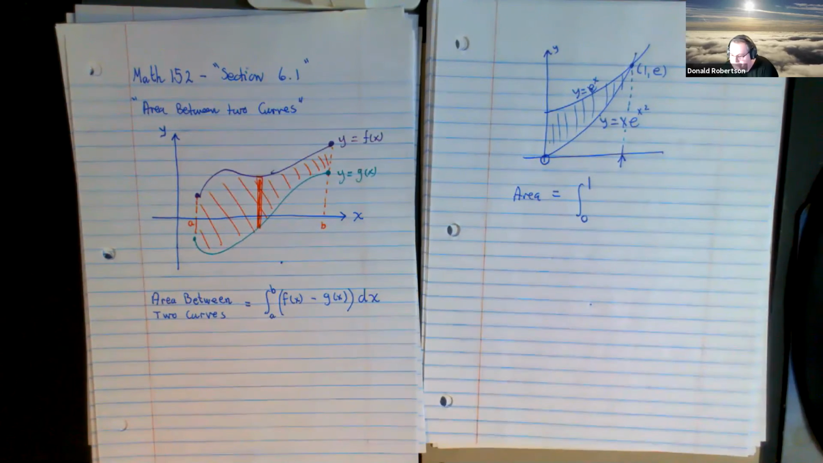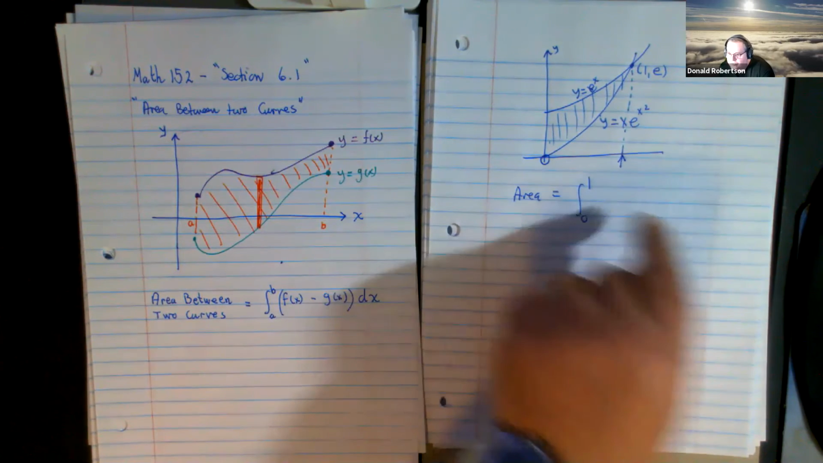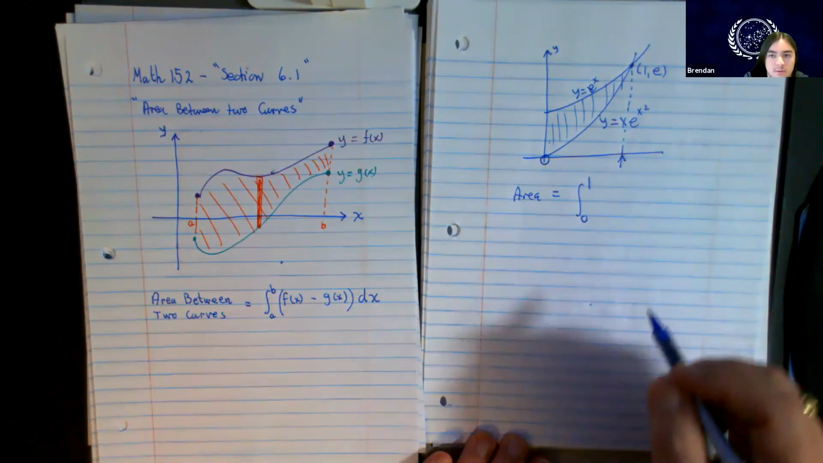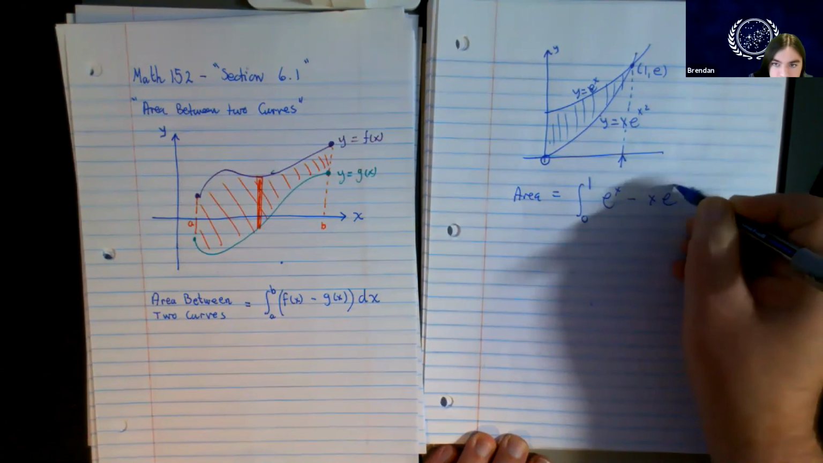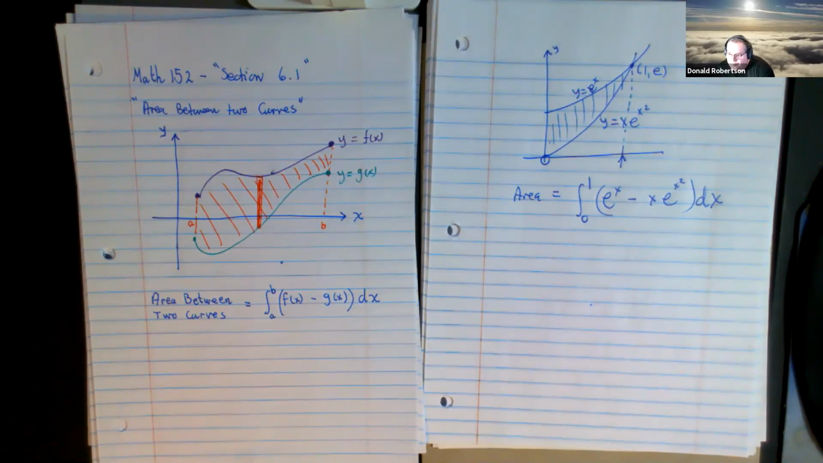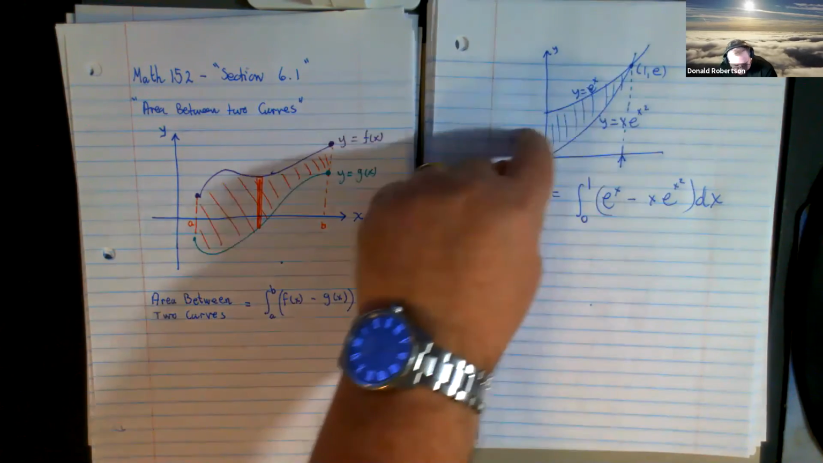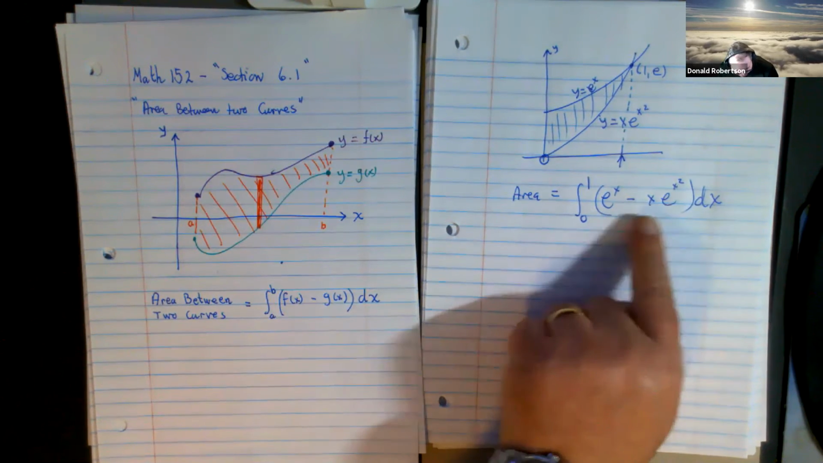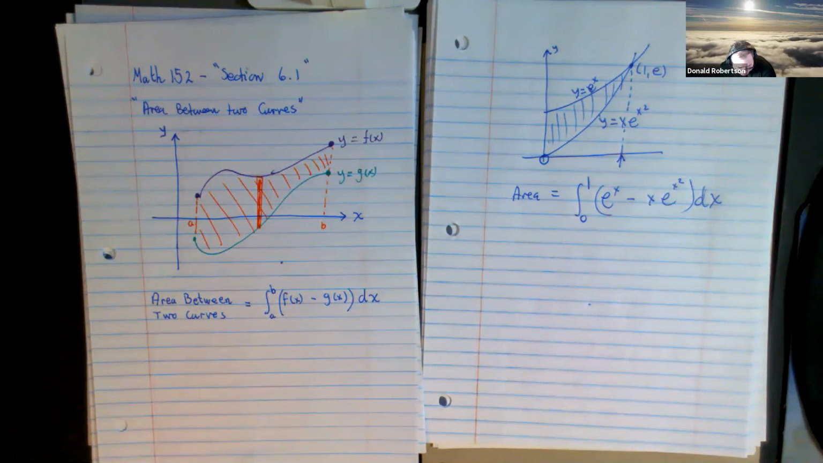Top guy, take away bottom guy. Which of those two functions goes first? And then which one do I subtract second? e to the x goes first. Right, that's us set up the integral that will give me the area between these two curves. So far, so good? Now, this particular integral I am going to do in a very specific way.